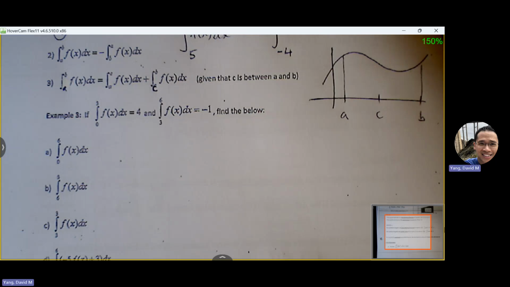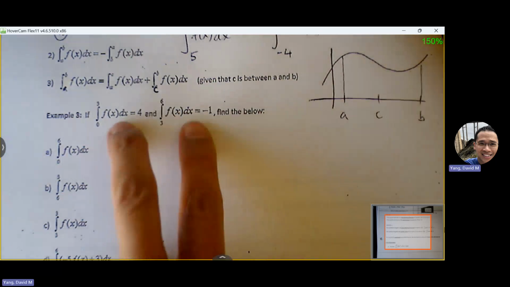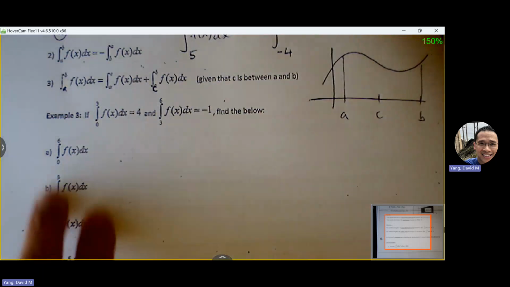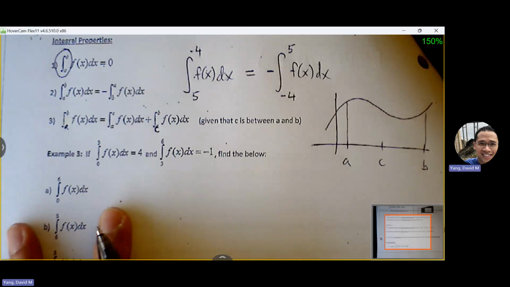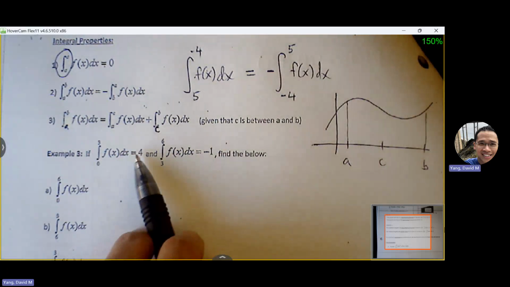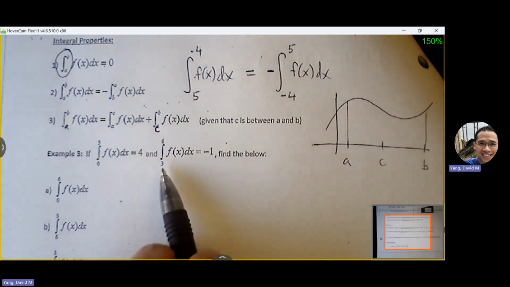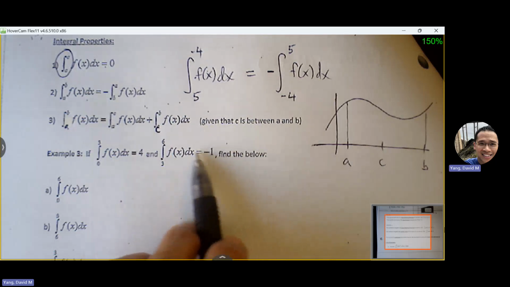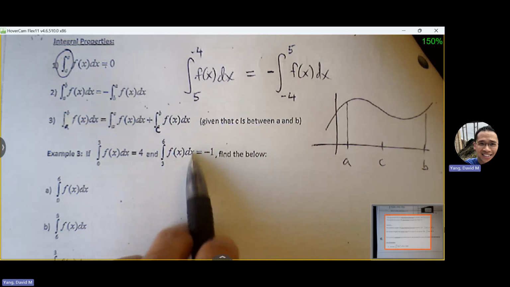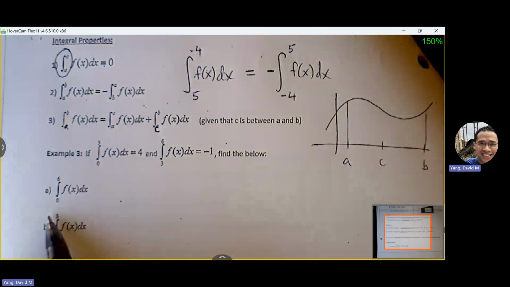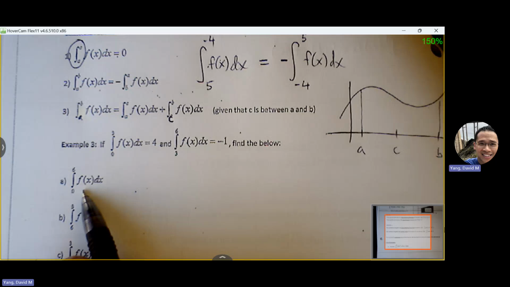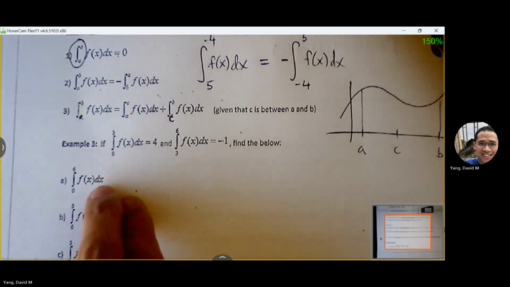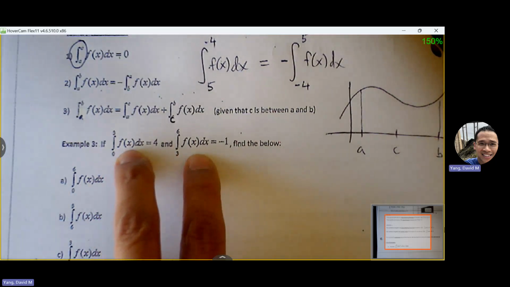All right, so example 3, we have some properties that we're going to use, and we can also apply some of these integral properties to help us with our answer. So we have a region from 0 to 3 that's equal to 4. We have a region from 3 to 6 that's below the x-axis, or sums up to be below the x-axis, which is -1. And now we want to find the definite integral, the accumulated region from 0 to 6.